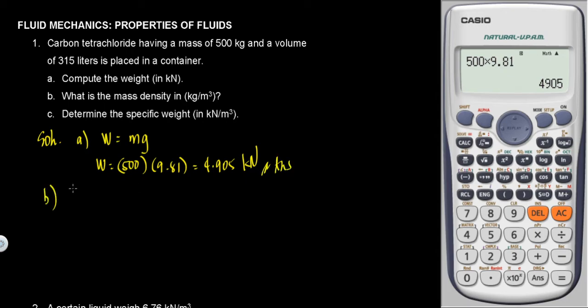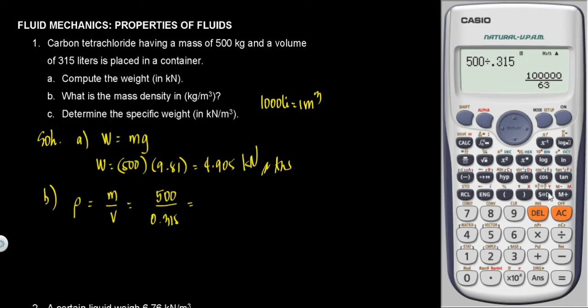Then B, what is the mass density? Density, rho, is equal to mass over volume. What is the mass? Given 500 over volume, which is in liters. So we have 1,000 liters equals 1 meter cube. So this is 0.315 cubic meter. So we have 500 divided by 0.315 equals 1587 kilogram per meter cube.